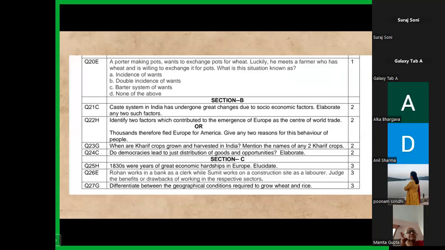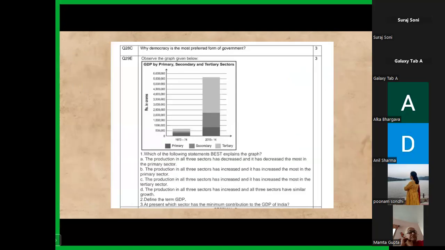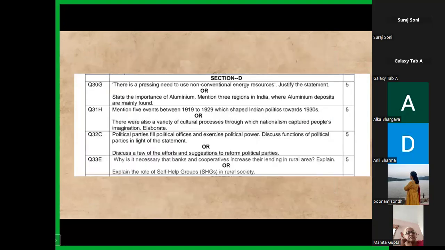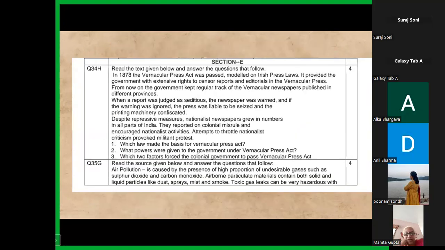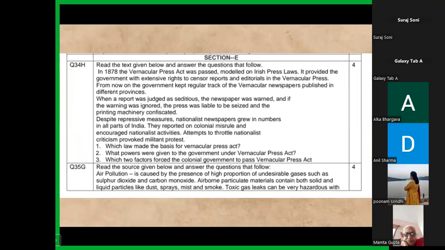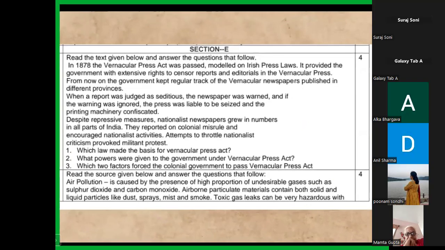Now also we can have a look at case study type questions. As you can see here, this is a case study type question, from the chapter Print and Culture. Which law made the basis for Vernacular Press Act? Obviously, the answer would be given straight there. What powers were given to the government under Vernacular Press Act? Again, the answer would be there.